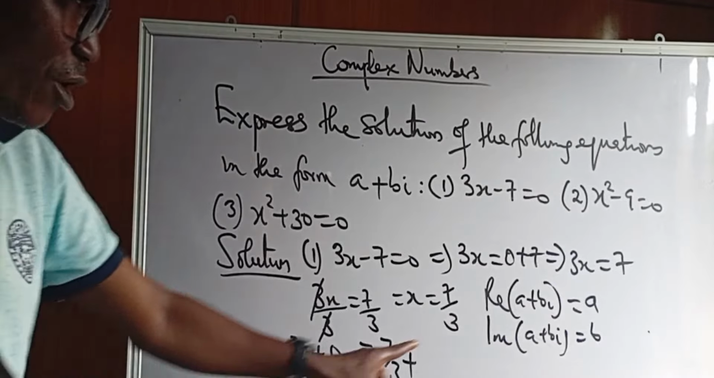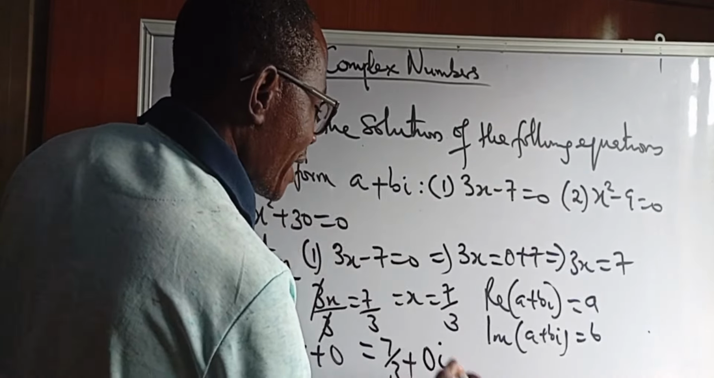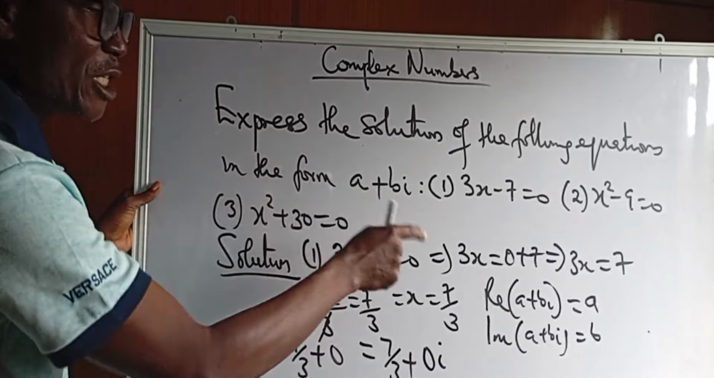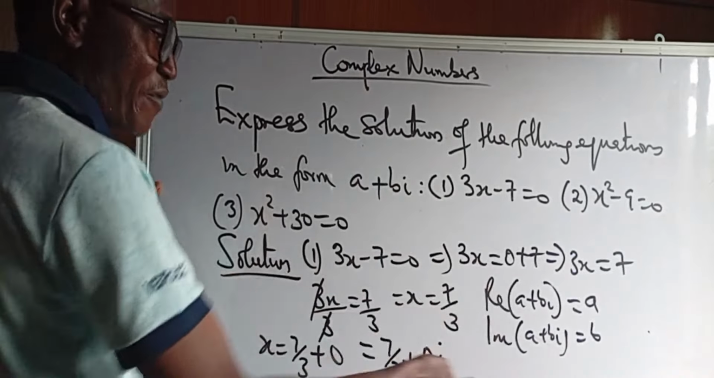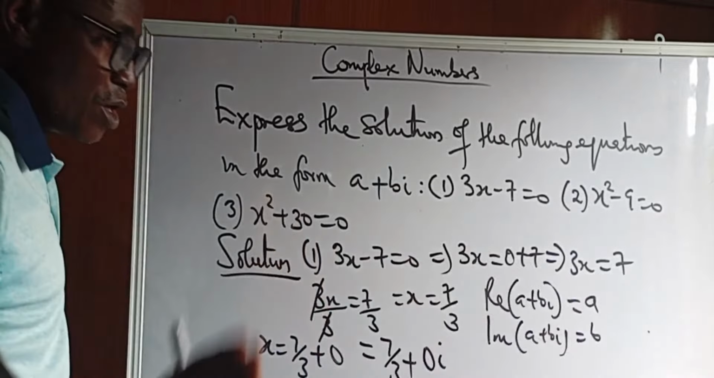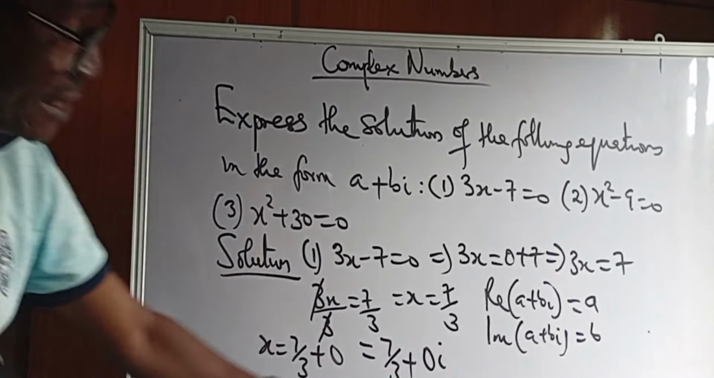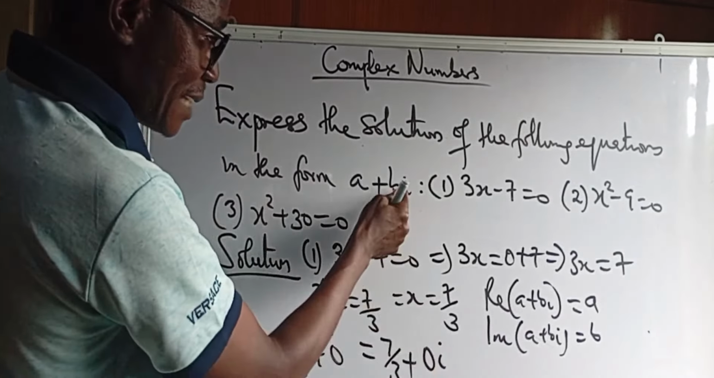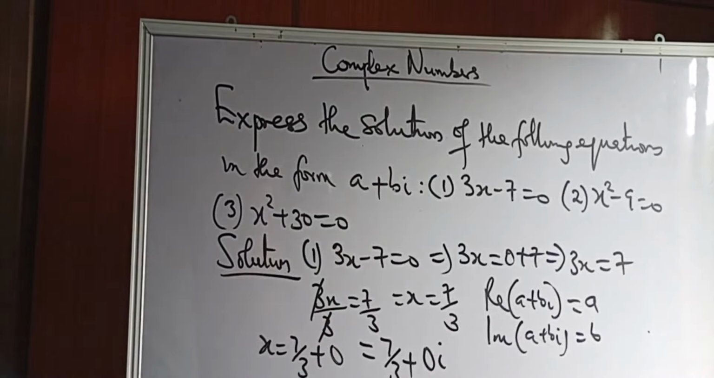But since i is not in the answer we obtain, we write 0i. So why did I put 0i there? Remember, we are asked to express our answer in the form a plus bi. Since the answer we obtain does not contain i at all, the imaginary part is 0. So 0 will stand as b here, and the i is an indication that 0 is the imaginary part of the problem. So that is that about that.